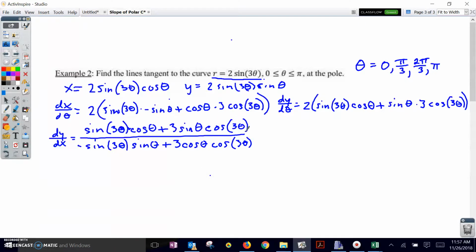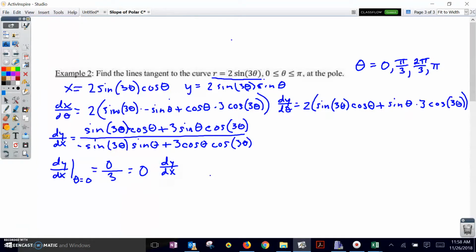And now I need to find the values for this slope at 0, pi over 3, 2 pi over 3, and pi. So dy/dx at theta equals 0 is going to be, let's see, the sine of 0 is 0 times 1 plus 3 times 0. So that's just going to be 0 over 0 plus 3. 0 over 3. So the slope there is 0.